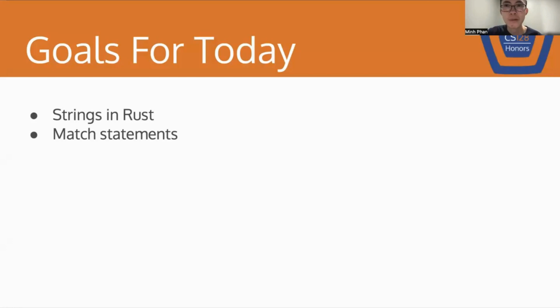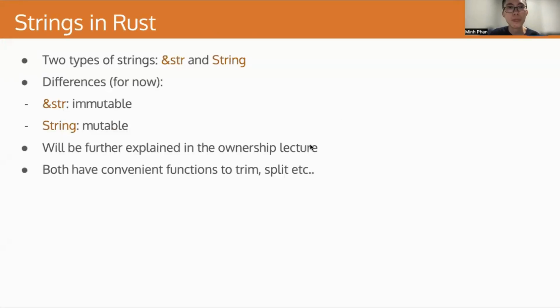For today's lecture, we are exploring two topics: strings in Rust and match statements. First, let's look at strings in Rust. There are broadly two types of string: &str and String with a capital S.